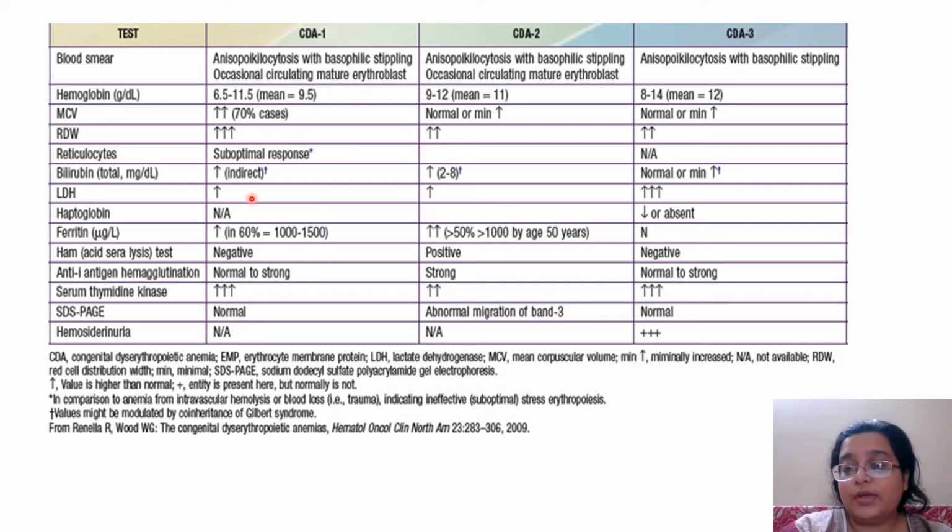Anti-I antigen hemagglutinin test, when you do, is strong to normal in all of these three variants. Then you do SDS-PAGE test for CDA type 2 to see band 3 abnormal migration. Homocystinuria is not applicable. So moving ahead.